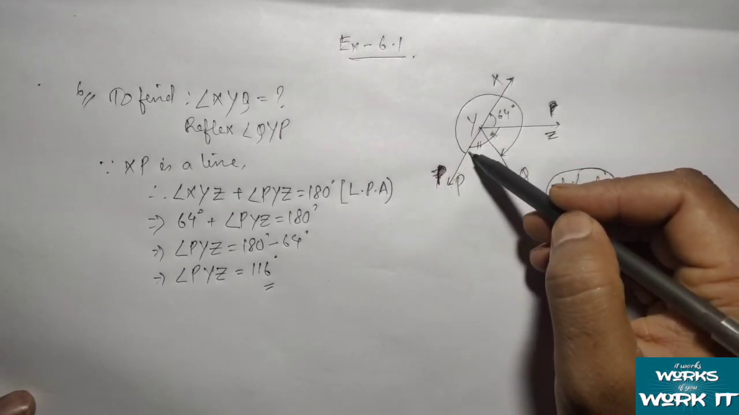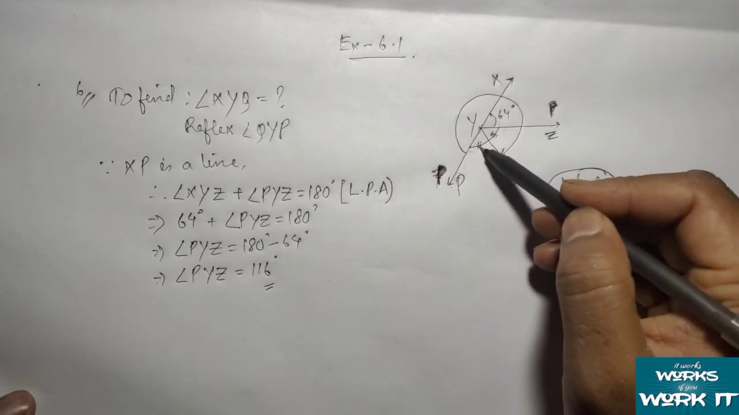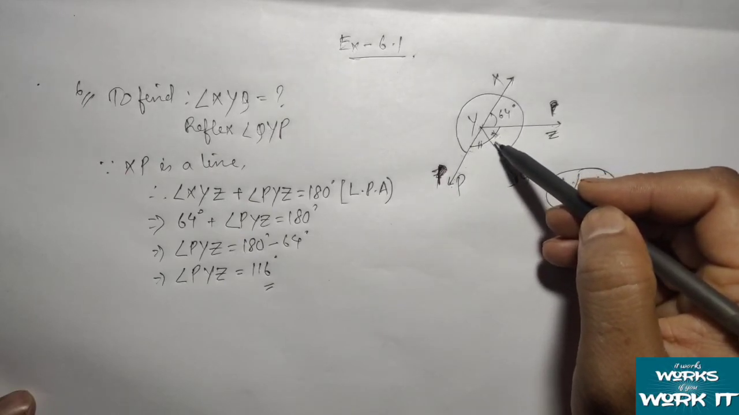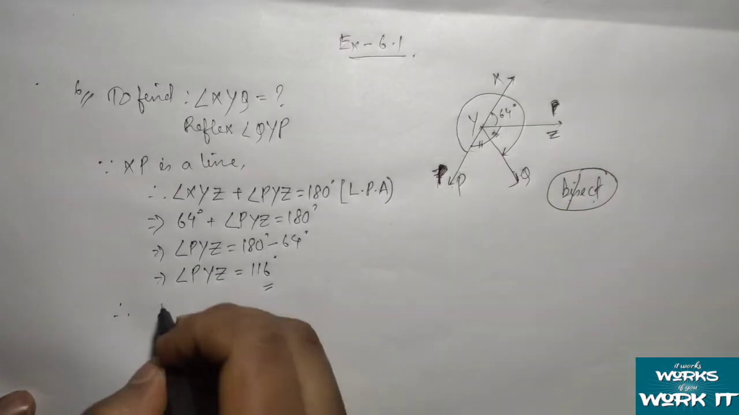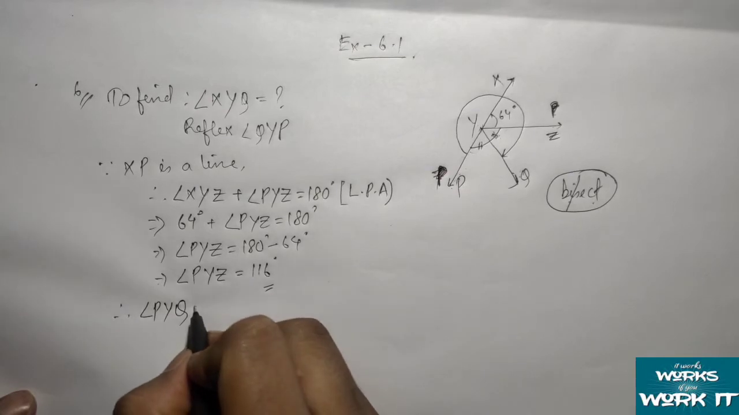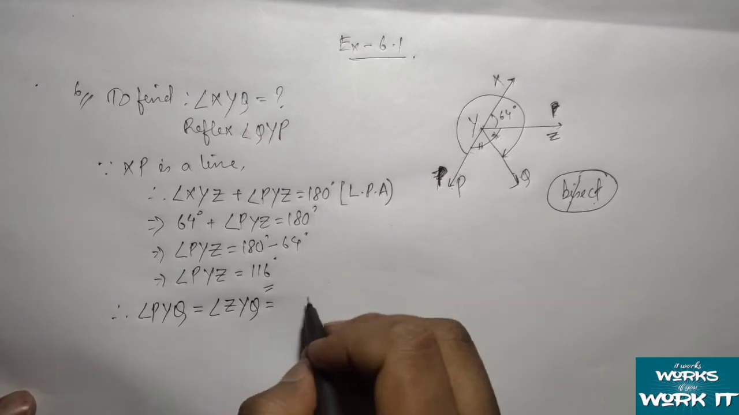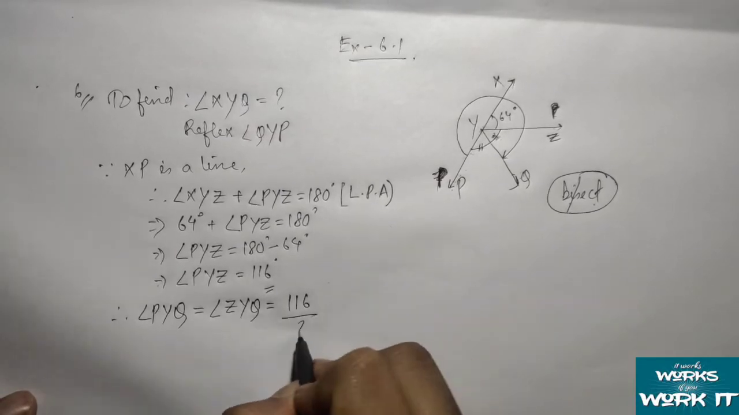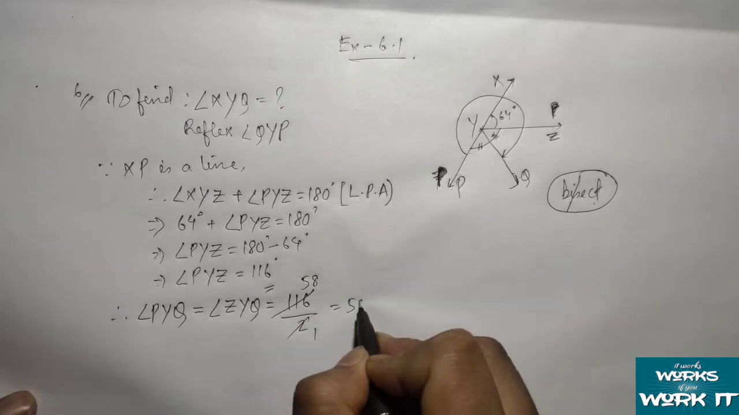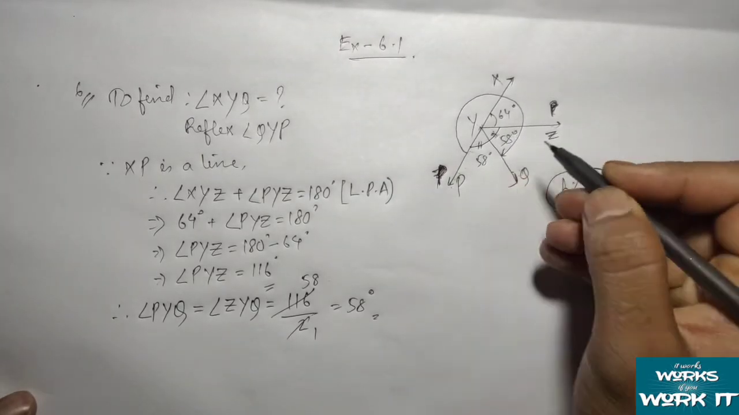So this whole angle is 116 degrees, and the two angles are equal to each other, so we can divide 116 into two equal parts. Therefore angle PYQ is equal to angle ZYQ, which is 116 divided by 2, and it will give us 58 degrees. So that means each angle is 58 degrees. This one is also 58 degrees.